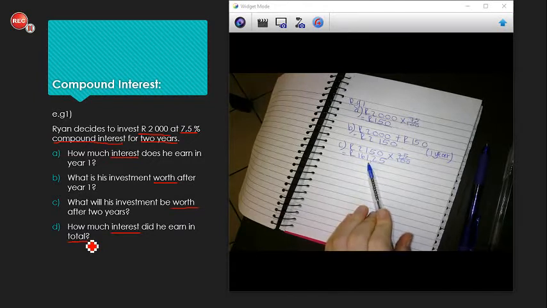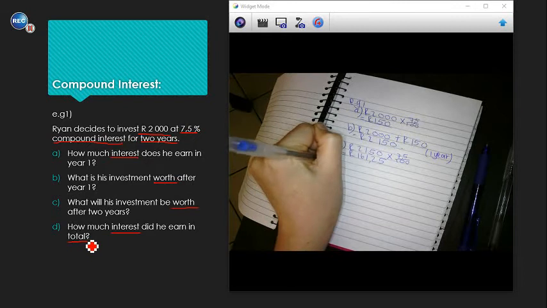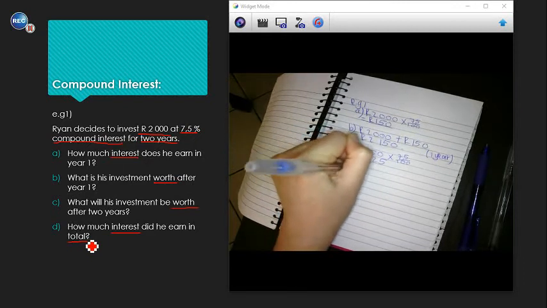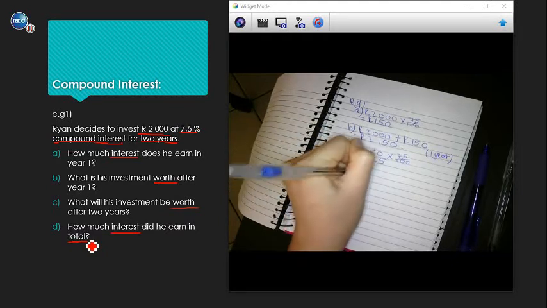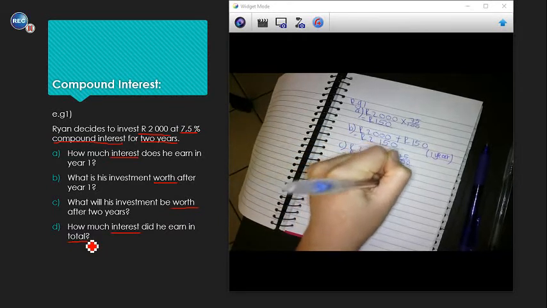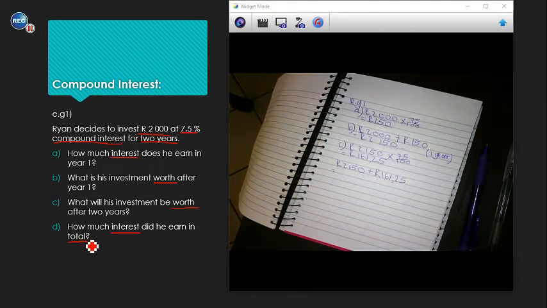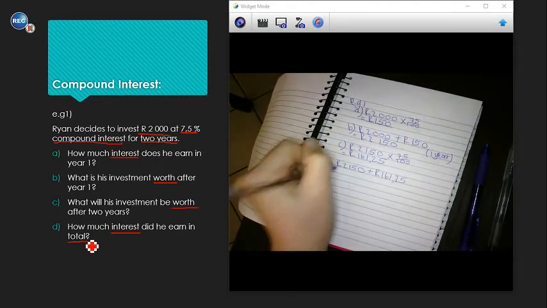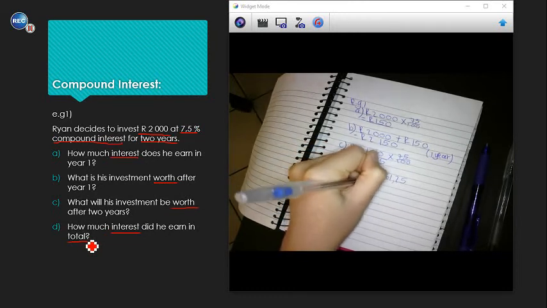So that is so important to remember, because you'll see that the interest amount actually gets more, where in simple interest, the interest amount stays exactly the same. So this is his interest for year 2, but the question is asking, what will it be worth after 2 years? So therefore it will be worth 2,150, which I got from there, plus 161 Rands and 25 cents. And that gives me a total worth of 2,311 Rands and 25 cents.